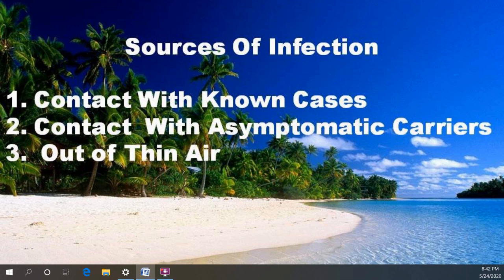There are really only three sources of infection. Number one, contact with others who already have the virus. And two, contact with the asymptomatic carriers which may have the virus and don't know it. And three, it can just show up out of thin air. The wind blows it into town. It just shows up out of the blue. There's not much we can do about this case. It's just a remote, random situation we just have to accept as part of life.